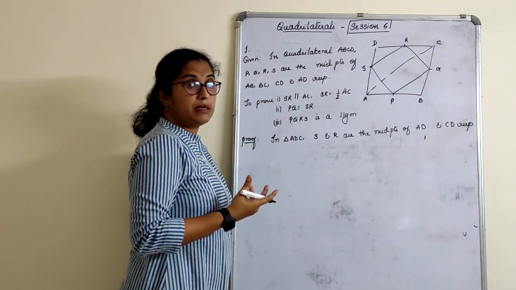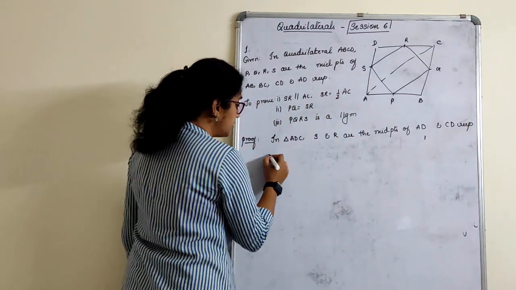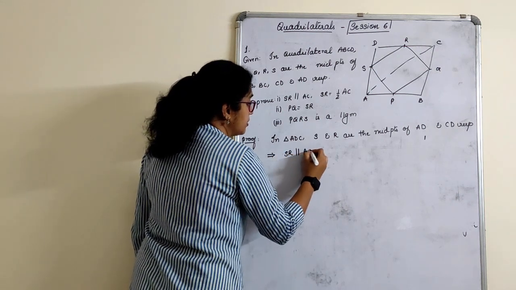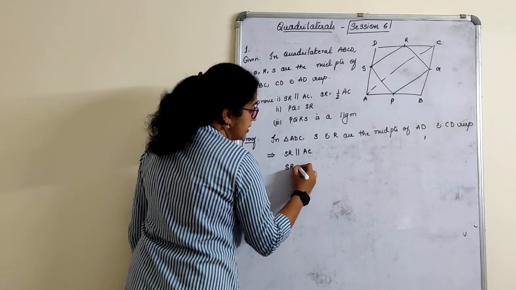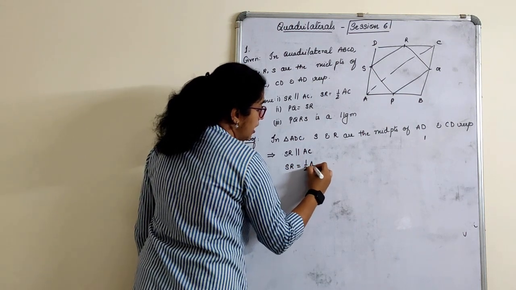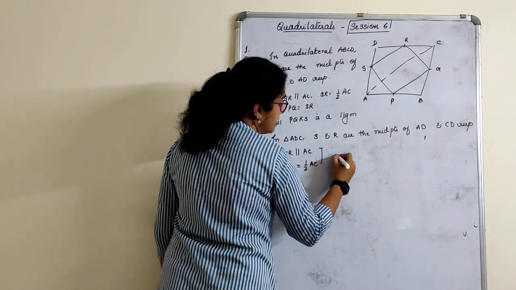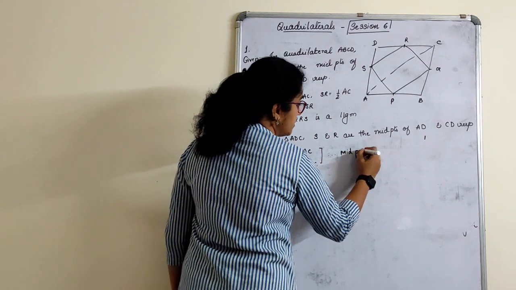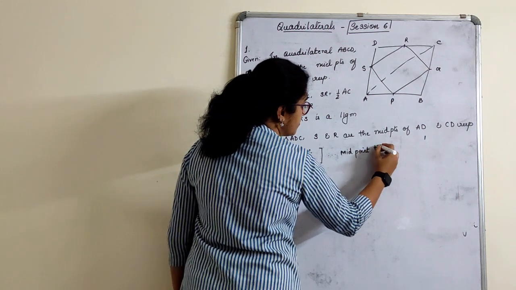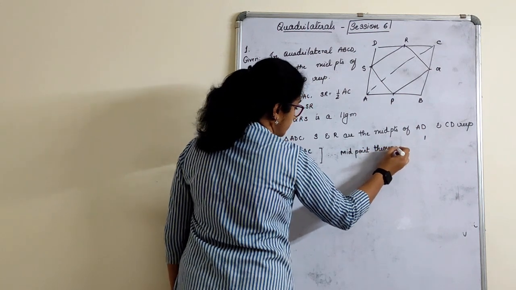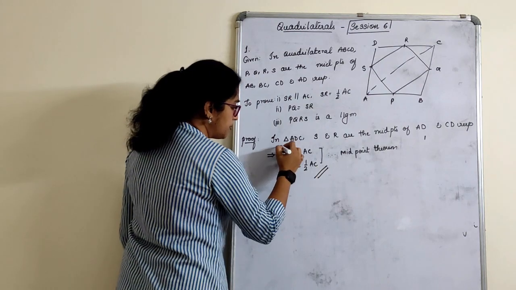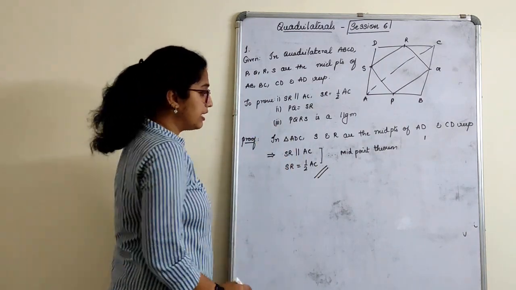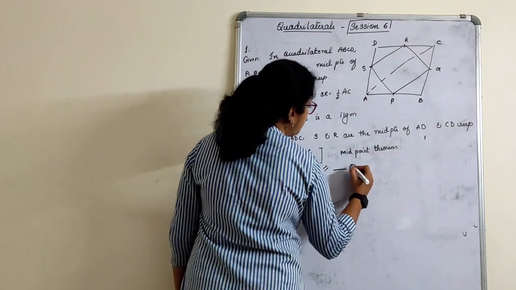Since S and R are the midpoints, can I apply the midpoint theorem here? This implies SR is parallel to AC and SR is equal to half AC. Reason? Midpoint theorem. That's all. You can just write midpoint theorem. That is what we have to prove. First part is proved. SR is parallel to AC and SR is half AC. Done. So we'll keep this as equation 1.